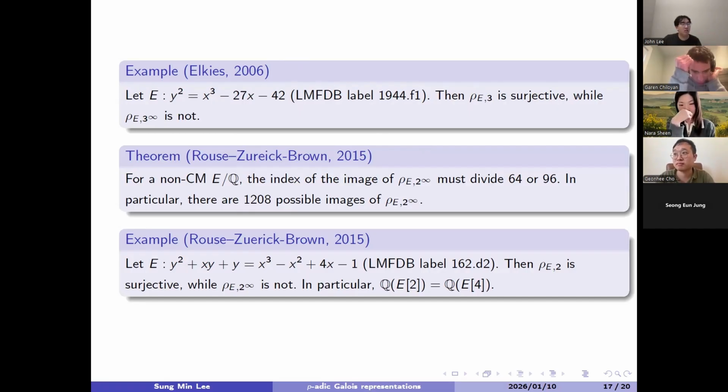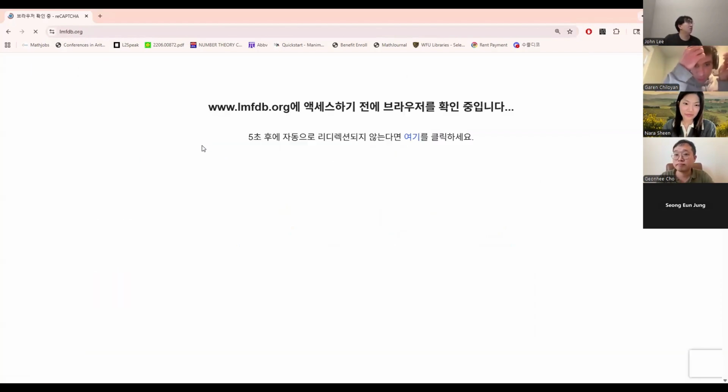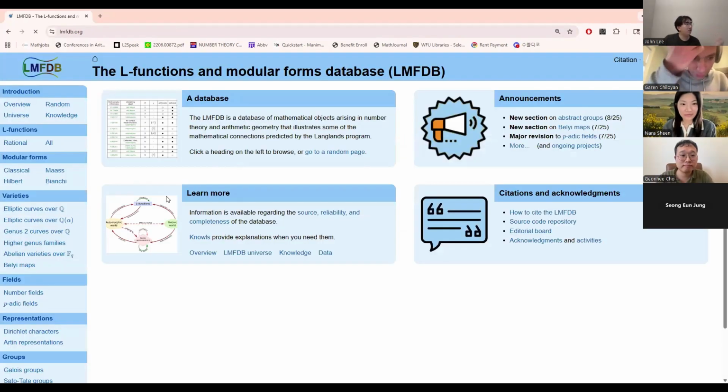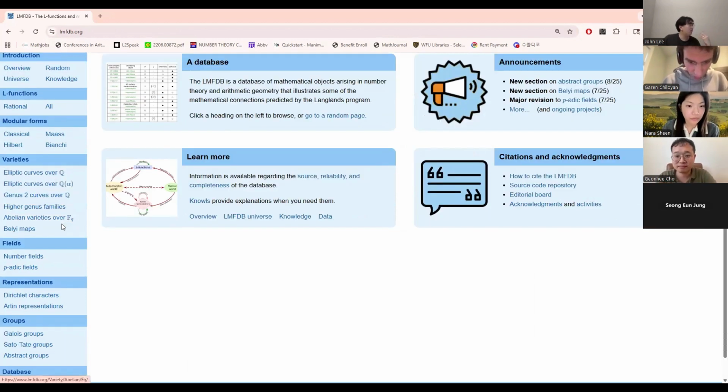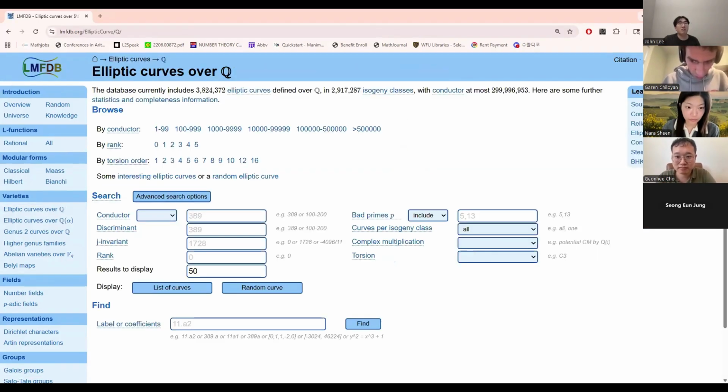Let me quickly pause my sharing and share another screen. LMFDB is the L-functions and modular forms database. Here they are, and they have a lot of stuff: elliptic curves over Q, elliptic curves over some number fields, abelian varieties over finite fields, number fields, p-adic fields. There are a lot of stuff. That's your new playground. So let's only focus on our example.